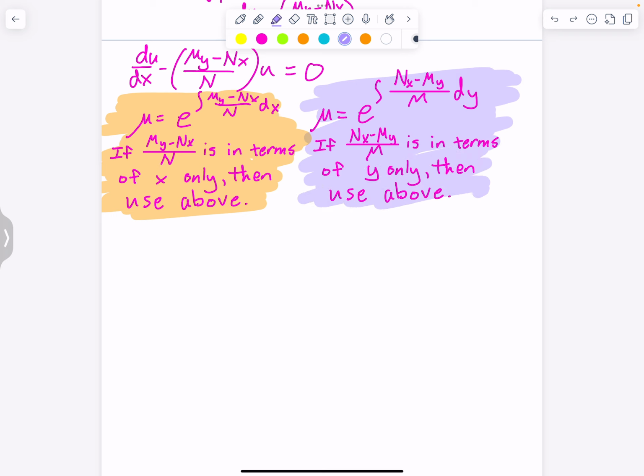Sometimes you'll check both of them, because you'll do the first one and it won't be in terms of x only or in terms of y only. And then you'll check the other one and it will be, or neither one of them will be, and then you won't have the method to solve it as of right now. All right, so now that we have those, let's go ahead and try one of these.